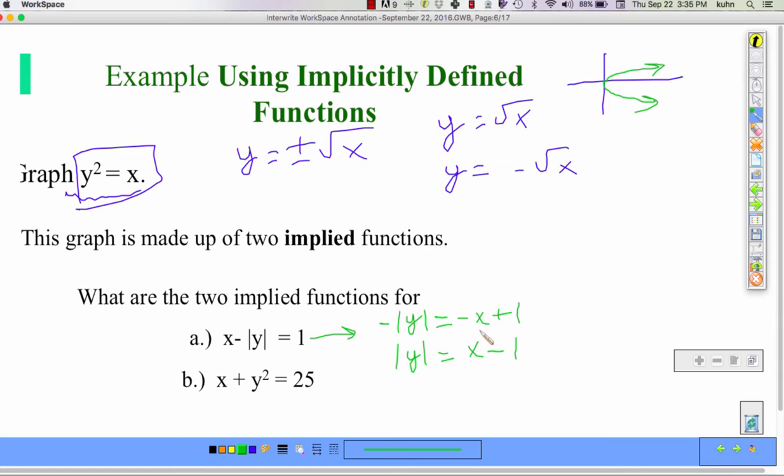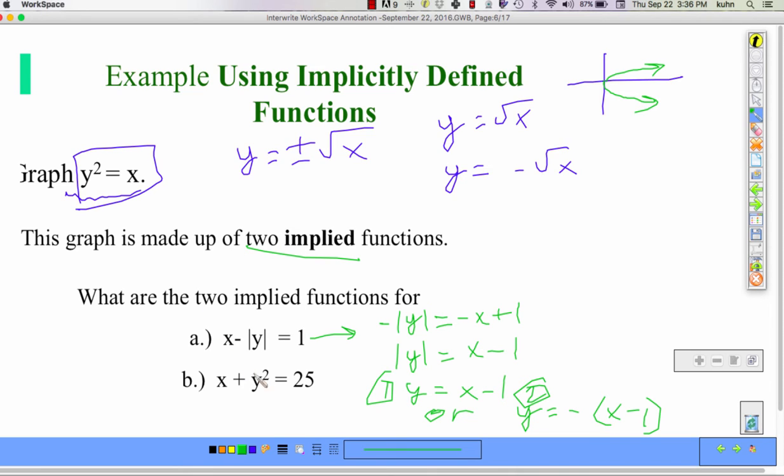Well, this is going to tell me that my y could actually be x minus 1, or my y could be the opposite of x minus 1, because if I'm going to take the absolute value, it's going to end up making it positive. So here's my 2 functions. They're two implied functions. Individually, these are both going to be functions, but if we're going to graph them on the same coordinate plane, it ain't going to work.